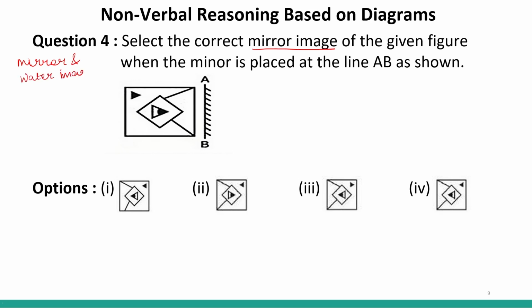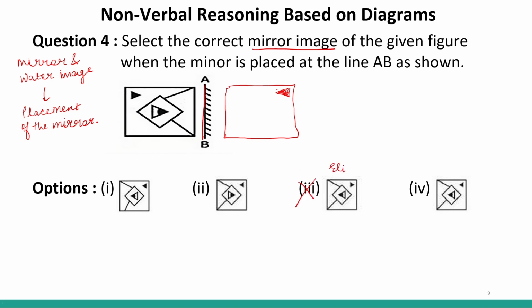In mirror and water image, what was one thing that I told you to remember always? It was placement of the mirror. You have to very carefully look at where the mirror is placed. So if the mirror is placed here, we'll get an inverted image over here. So my rectangle will remain the same. I'll get the same rectangle, right? Now, this triangle will be inverted and I'll get it over here. So here I'll get a shaded triangle in this direction. So this eliminates option number 3. This is the elimination approach.